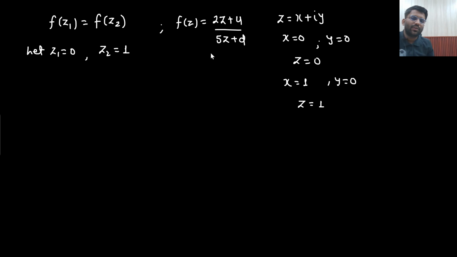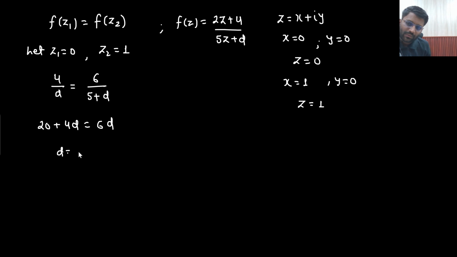So I put z equals 0, then what answer is it giving me? 4 by d. And if I put z equals 1, what answer is it giving me? Here I will put z equals 1. So 2 plus 4 will become 6, over 5 plus d. If I solve it, what am I getting? 20 plus 4d equals 6d, and d equals 10 only. There you go. This is how I could have solved it. That's it. Method 2.